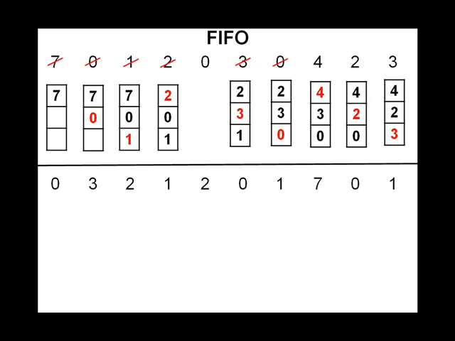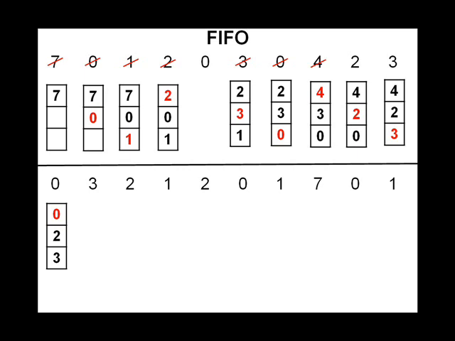Okay, comes to the page. Next page we want to execute is 0. So 0 is replaced in the place of 4. Okay, next page we want to execute is 3. 3 is already present in the memory, so no page fault. Next page we want to execute is 2, that is also present in the main memory, so there is no page fault. So next page we want to execute is 1.